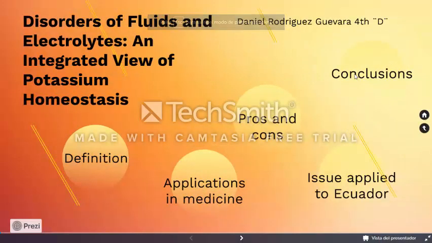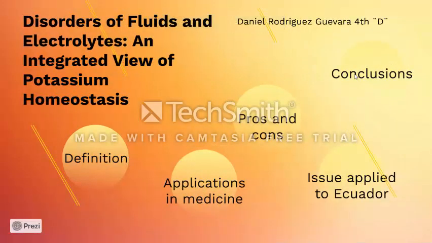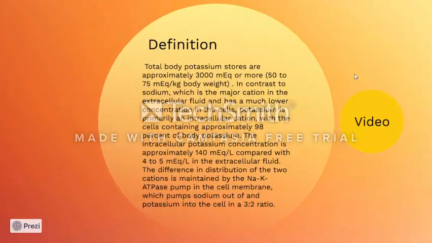Hello, today we're going to talk about disorders of fluids and electrolytes, an integrated view of potassium homeostasis. First, we want to talk about the definition. Total body potassium stores are approximately 3,000 milliequivalents or more, 50 to 75 milliequivalents per kilogram of body weight.